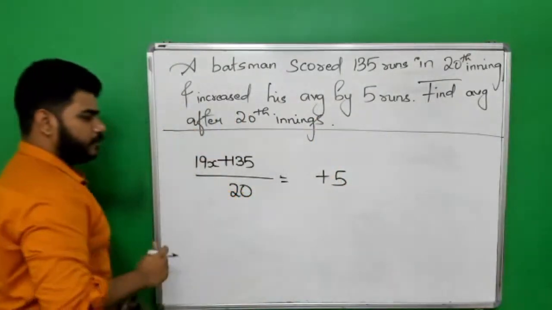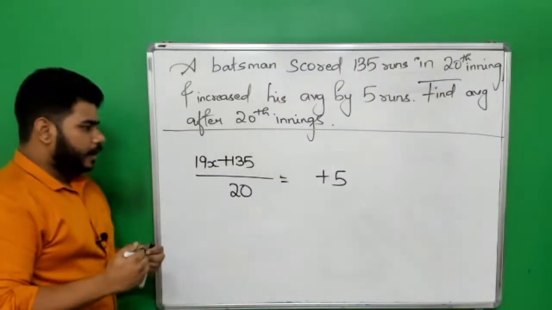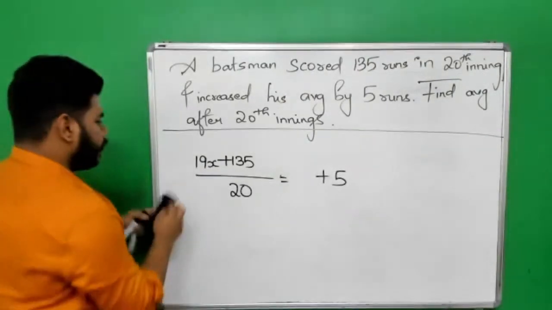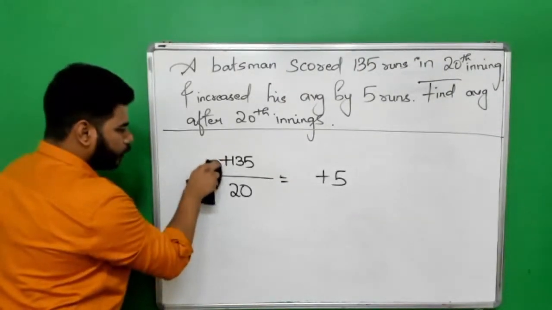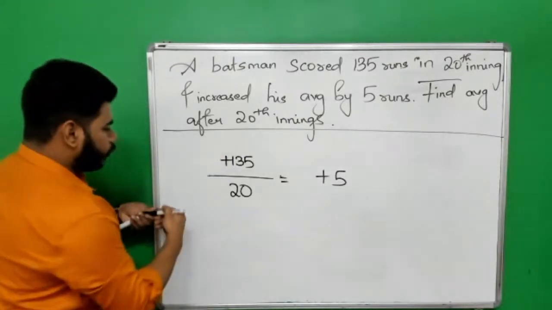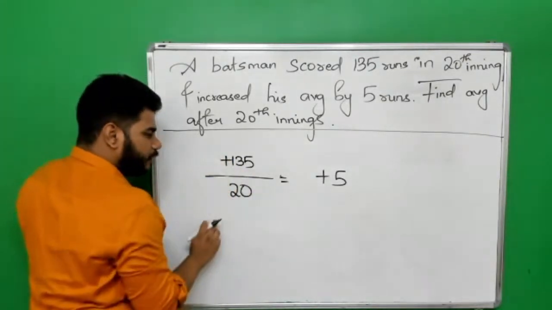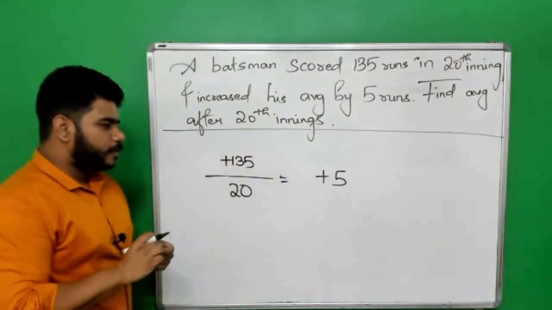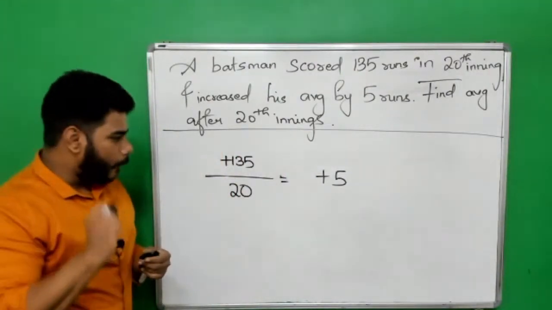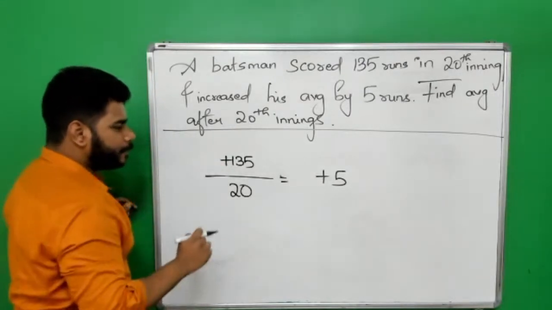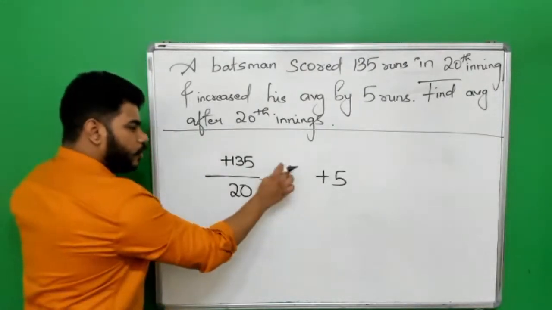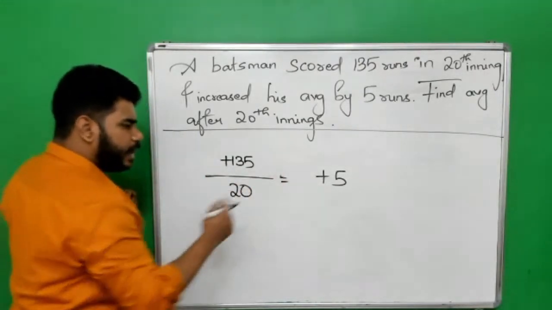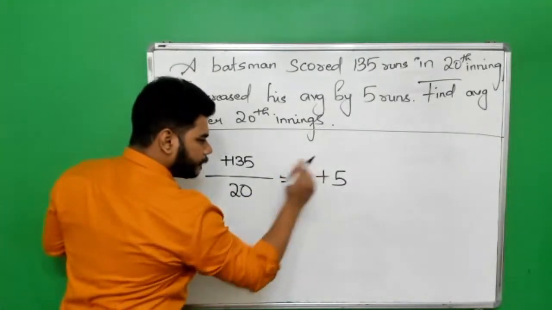This is what they have given. Okay, so let me put it this way. Let me first write down whatever they have told in the question. They have told a batsman scores 135 runs in his 20th match and increases his average by 5. This is what has been given, sir, in the question. Now, do we know what was his initial average? No, sir. Let his initial average be X.